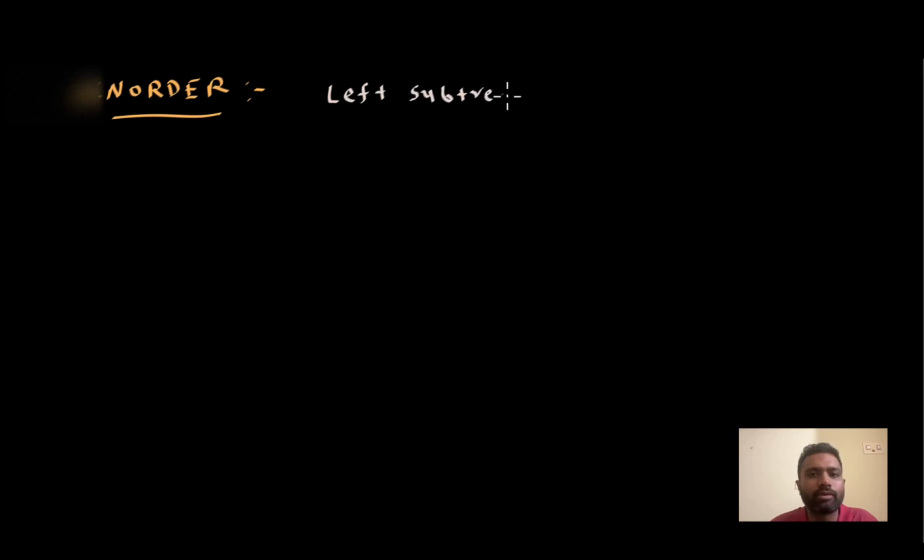So in inorder traversal, the sequence of node exploration is first the left subtree is being explored, then the root is being explored, and then the right subtree is being explored.